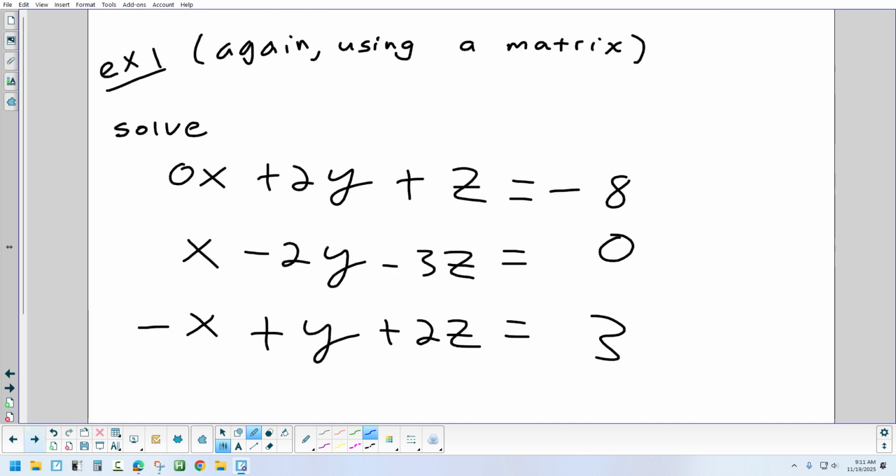So let's look at this problem. We're not doing it again. I skipped doing it the first time. We're just doing it for the first time right now.